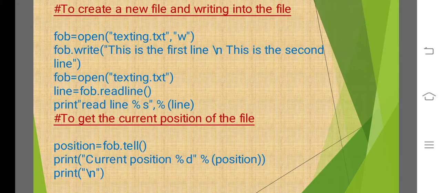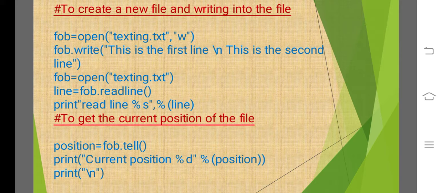Here, line is a variable where fob.readline. readline is used to read a line. One complete line is read. First line is read. That means this is the first line that is read by fob, and that is stored in line. Then print, and it will print the line.